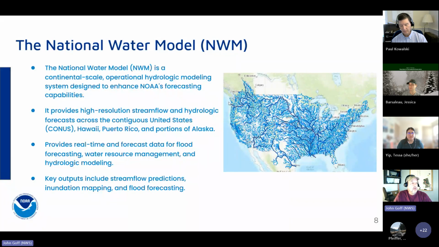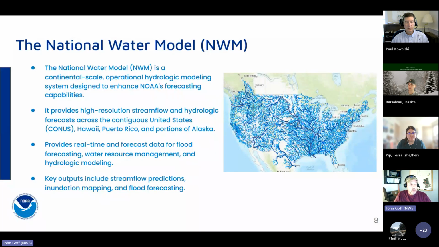So all of this is coming out of what we call the National Water Model. The National Water Model is a continental scale operational hydrologic modeling scheme. It's been in development for about 12 years or so. It's enhancing our flood forecasting capabilities. It provides high resolution stream flow and hydrologic forecasts across the lower 48 states, Hawaii, Puerto Rico, and Alaska. It provides real-time and forecast data for flood forecasting, water resource management, and modeling. And the key outputs here are stream flow predictions, think CFS, inundation mapping, and flood forecasting.